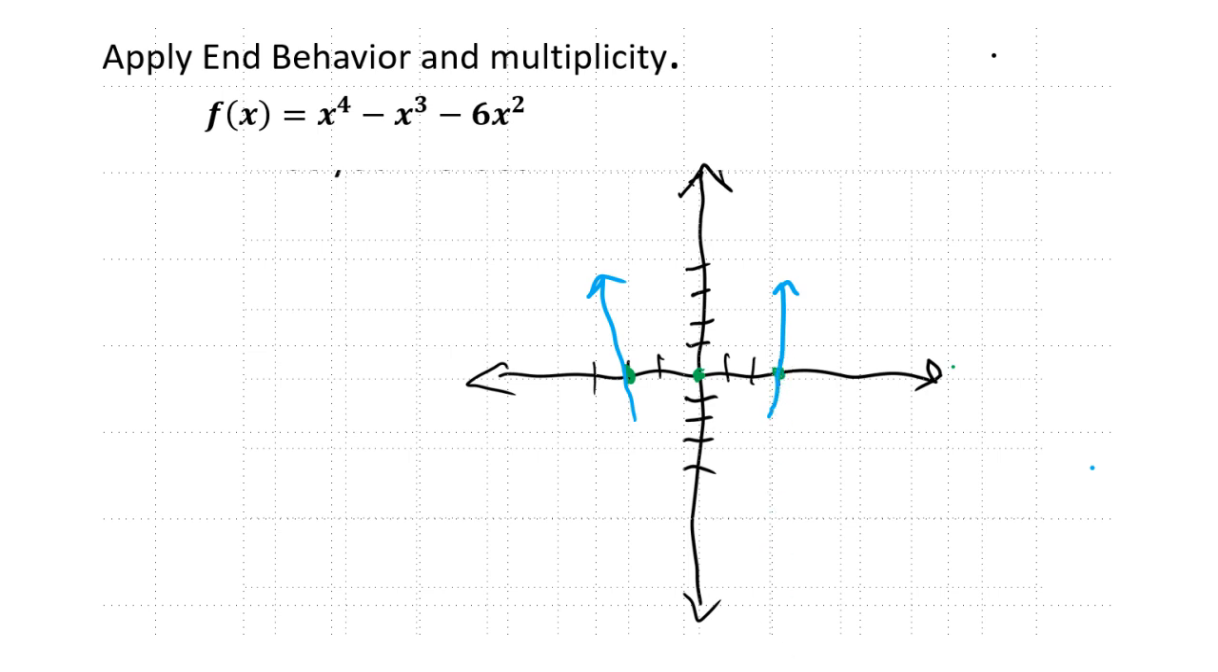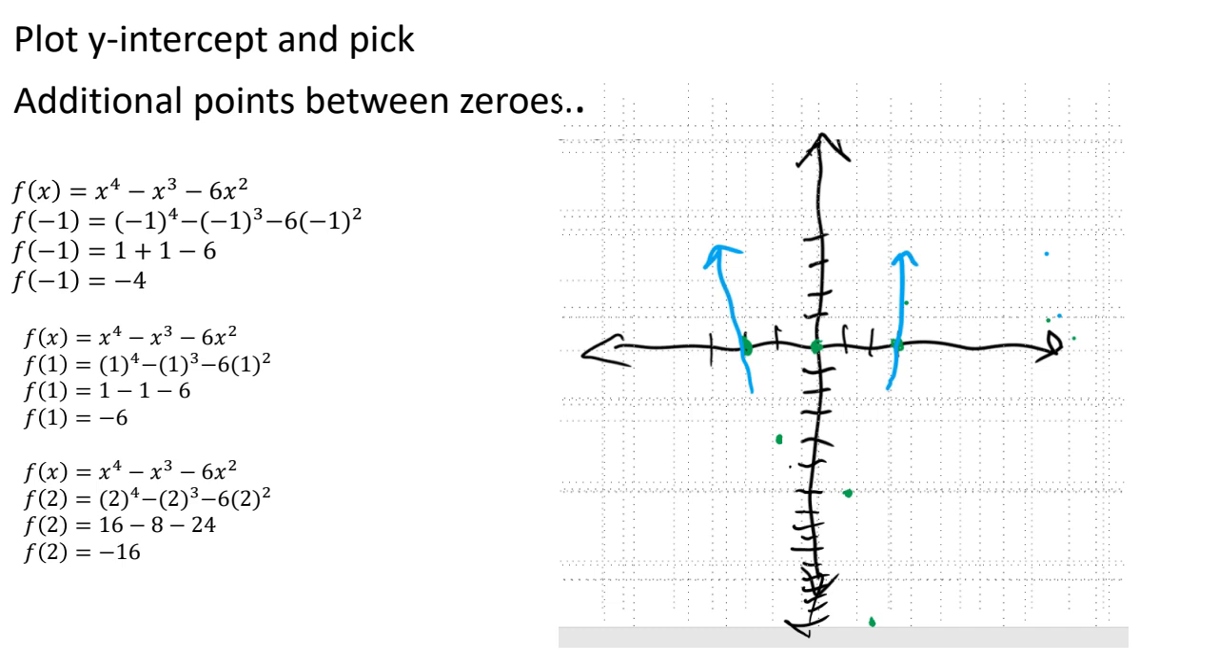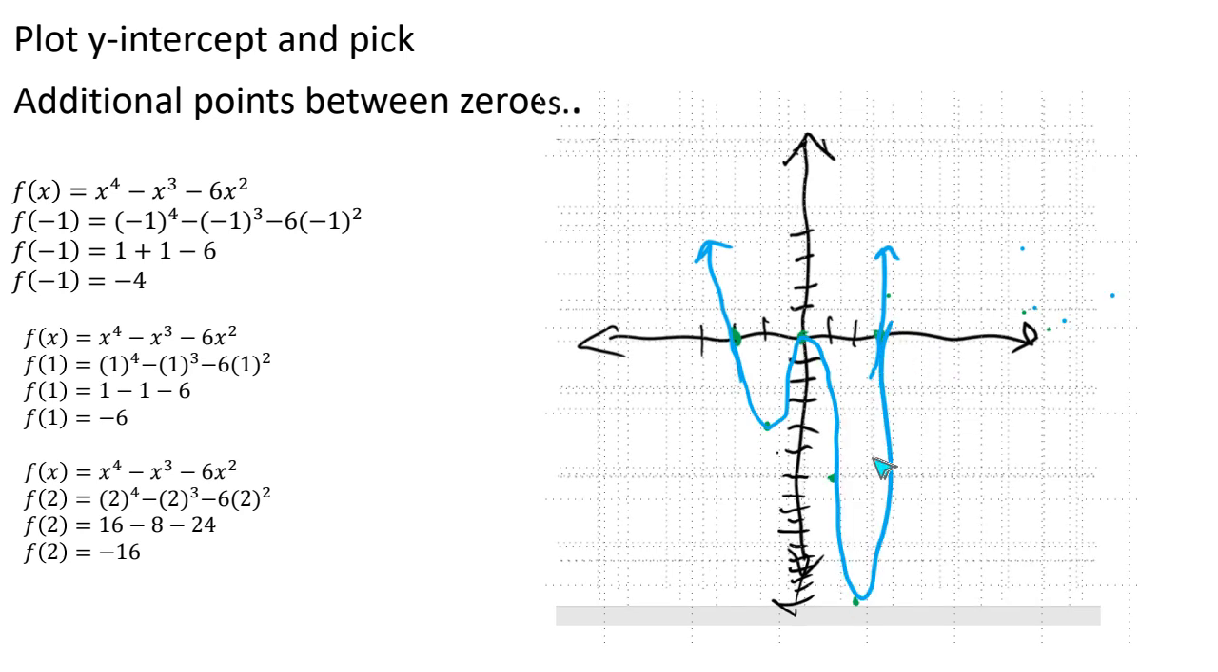And now I need to fill in the gaps. To do that, we can pick some points. So if I enter -1, I get -4. If I use +1, I get -6. And +2 will give me -16. So if I connect the dots, then I would go down. When I get to 0, it touches and it turns. And that would be our graph.